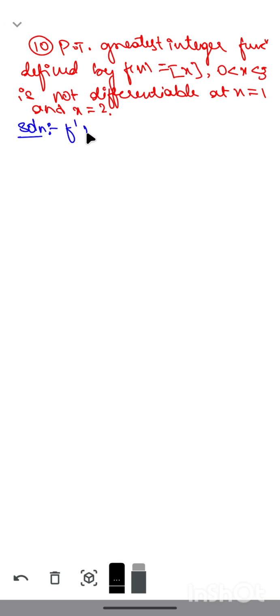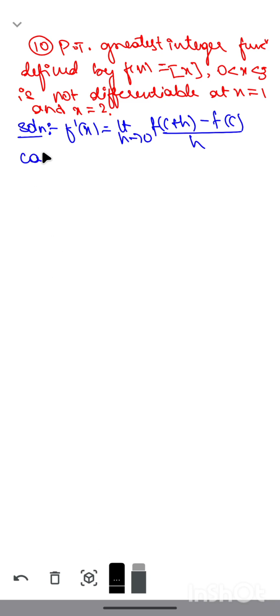So I am writing the formula once again. The derivative by first principle says that f dash of x is equal to limit h tends to 0 of f of c plus h minus f of c whole divided by h. This is the formula. Now let us divide the given problem into two cases. Case number 1, at x is equal to 1.